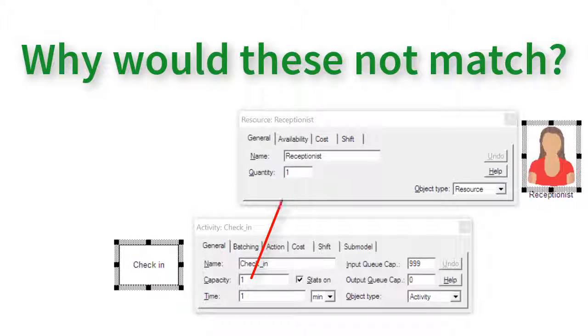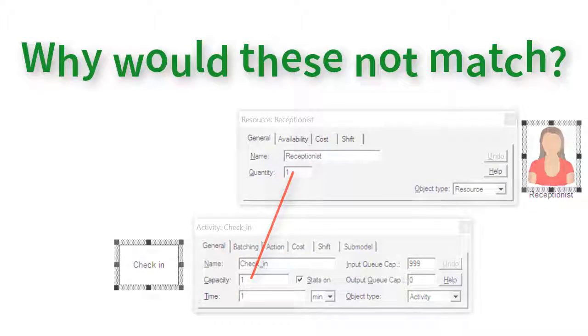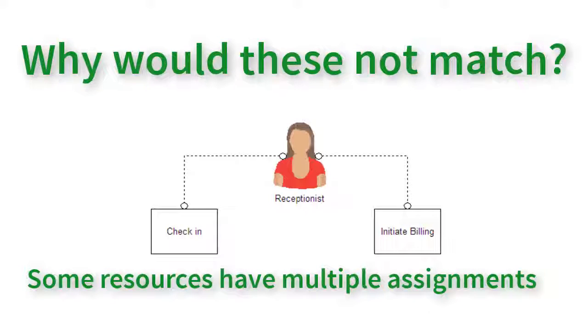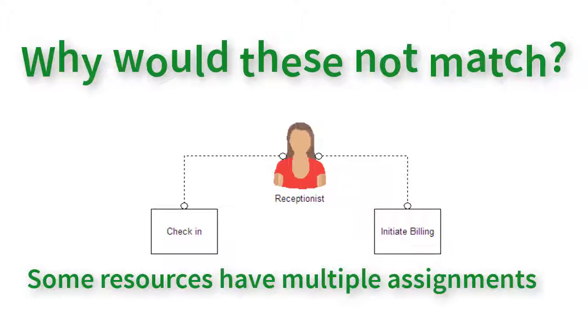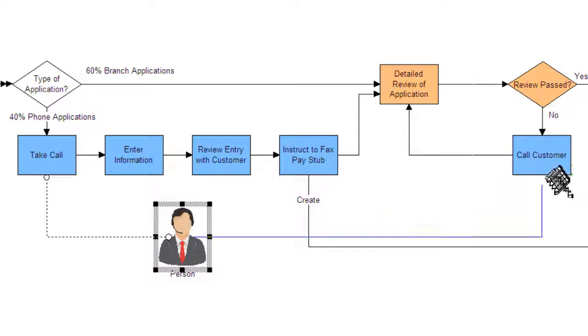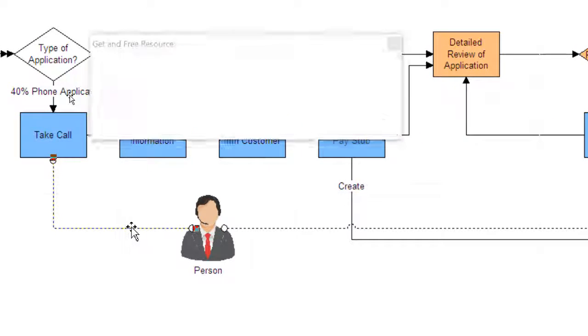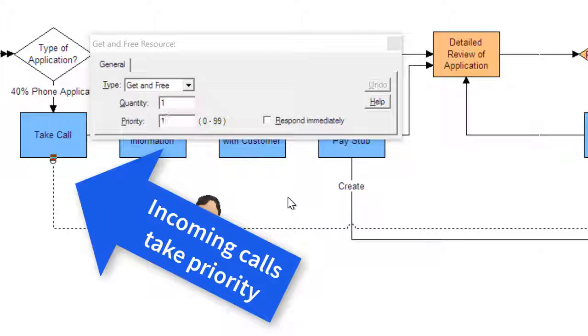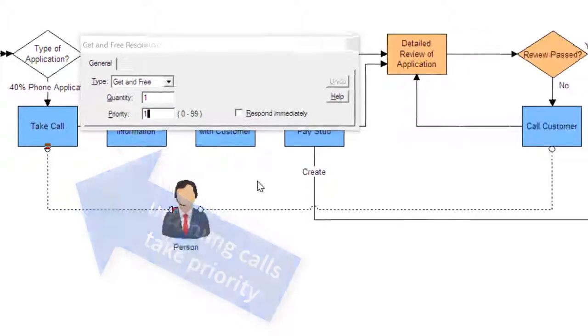Will there ever be a time when the quantity and capacity don't match? Of course. If a resource has several assignments, then the quantity of resources might be high in comparison to the capacity of the areas assigned. A resource can be connected to multiple activities or routes at the same time. Priority can be given to certain activities by changing the priority in the connector. The higher the number, the higher the priority. In this instance, incoming calls will always have priority over returning calls.